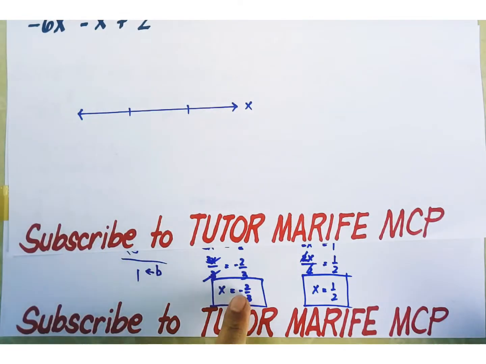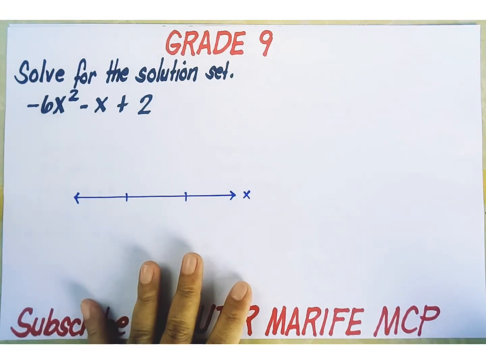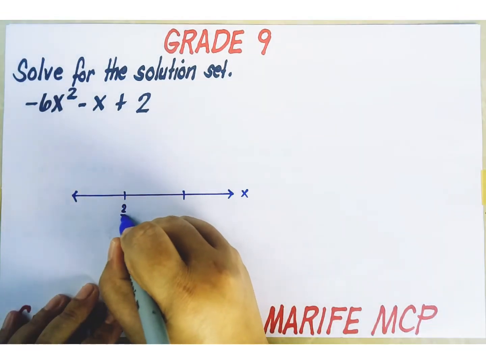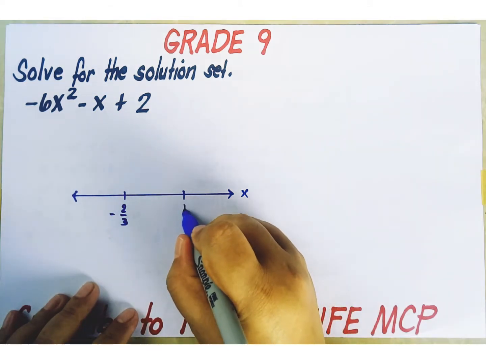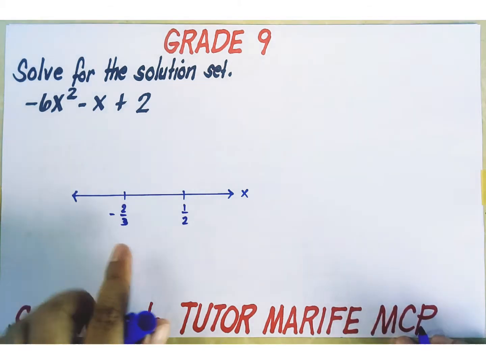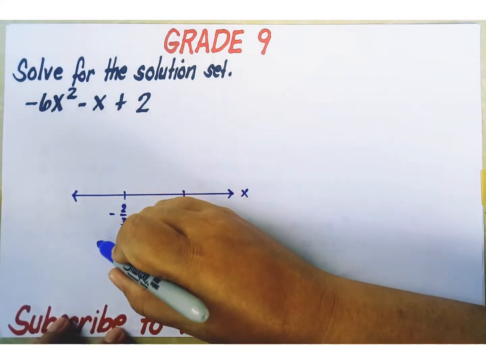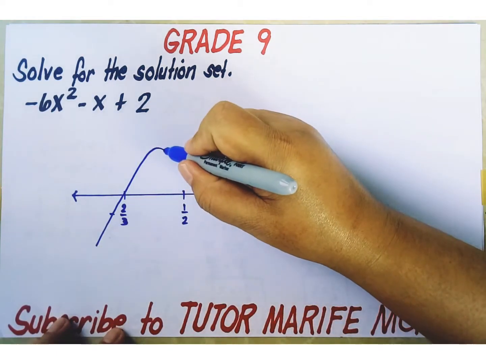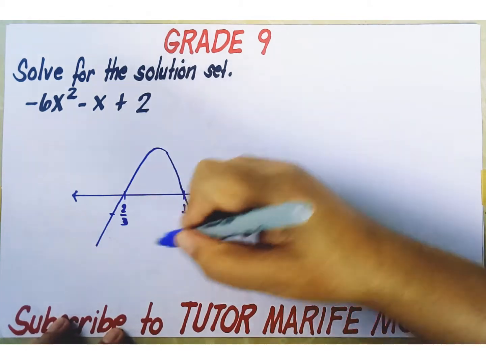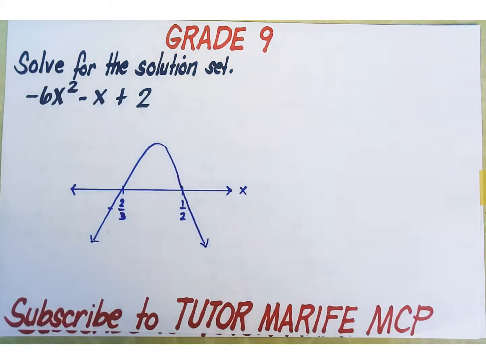Let's just plot the x-intercepts. Make sure when you plot, it's in the correct order: smaller on the left, larger on the right. So this is -2/3 and this is 1/2. And then you just draw a parabola passing through these 2 points and opening downwards. This is the rough draft of our parabola.